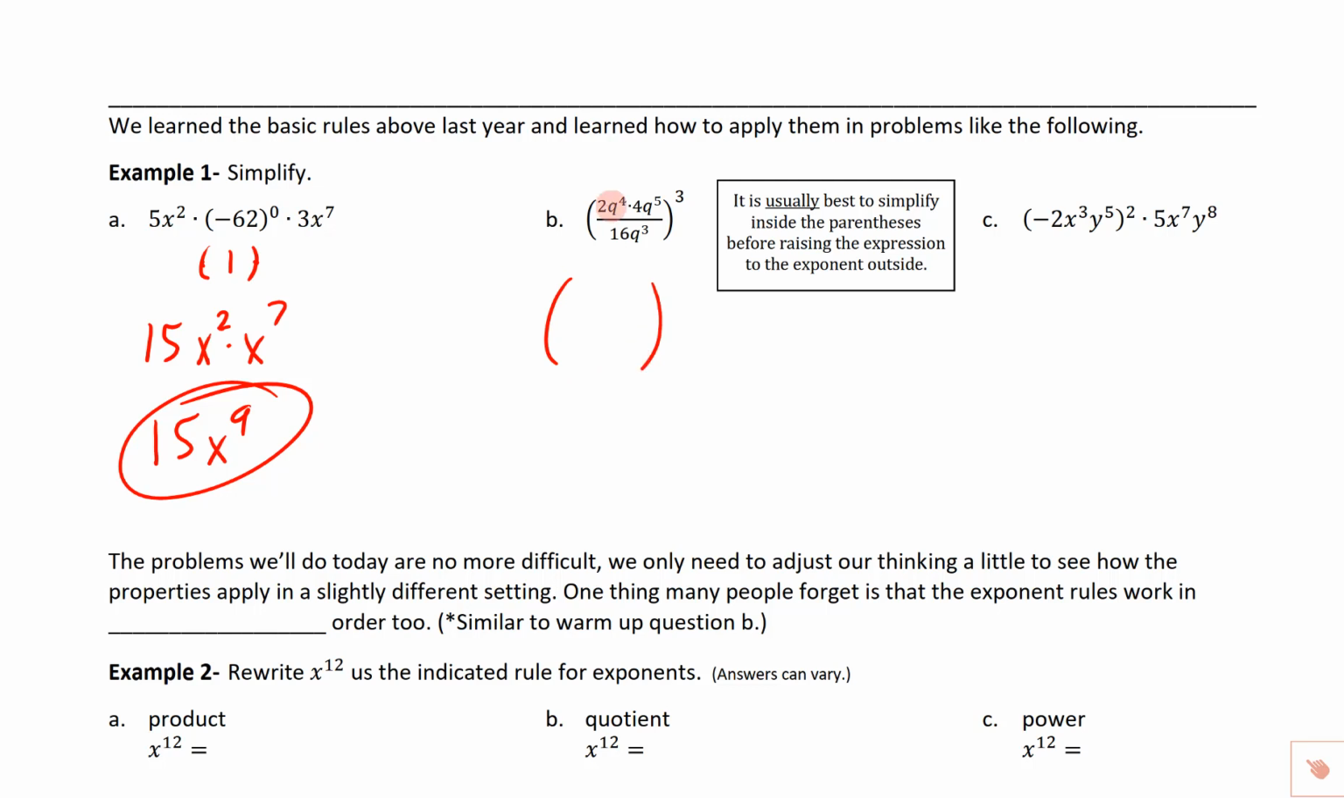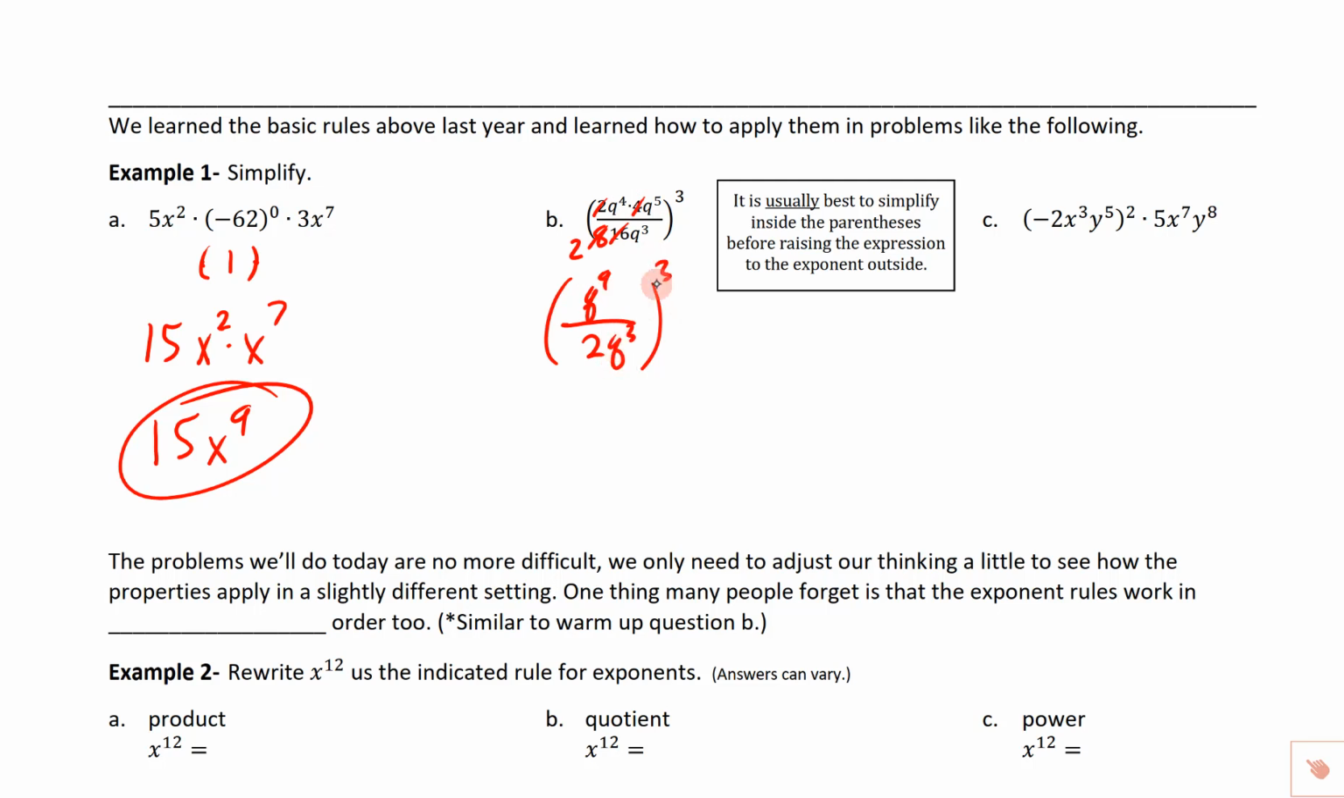I'm going to go ahead and cross-cancel the 2 with the 16, so that would be an 8. And then I'm going to cross-cancel the 4 with the 8, so that would be a 2. So we've definitely got a 2 on the bottom. All those coefficients are taken care of. And then we've got a q to the 4th and q to the 5th, so that's going to be a q to the 9th. And on the bottom is a q to the 3rd.